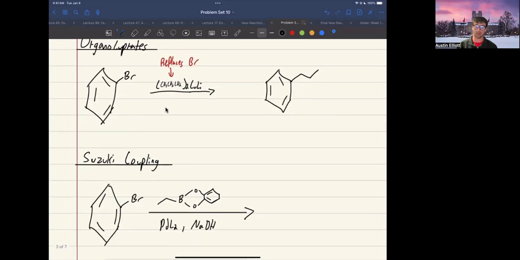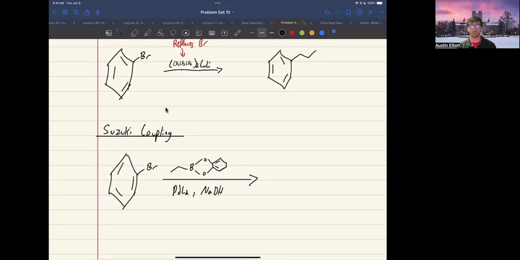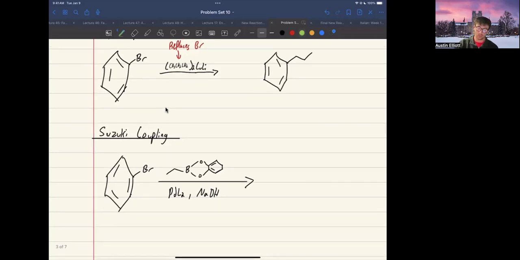And moving down to Suzuki coupling, it also works very similarly to the organocuprates. This whole chunk right here looks big, looks kind of scary. It's not super important. None of that is getting added to the molecule.